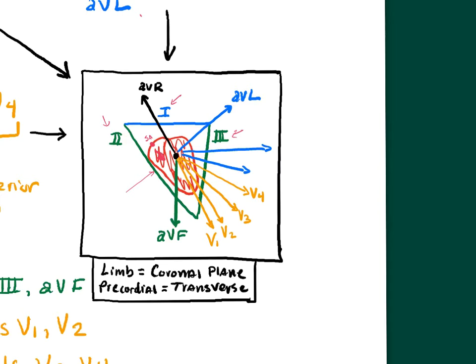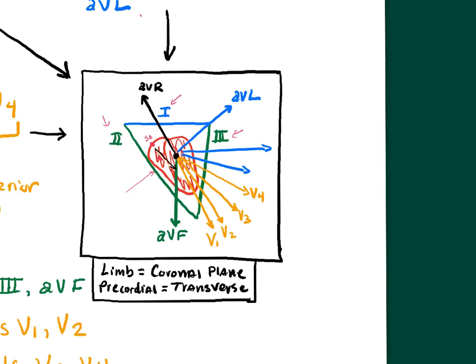So let me choose a different color. If I draw an arrow, I'll make that a little darker for you guys. If I draw an arrow in this way, the mean electrical vector of the heart is moving in that direction. So lead 3 is actually going to be looking more at the right side of the heart as that's moving from the SA node down.